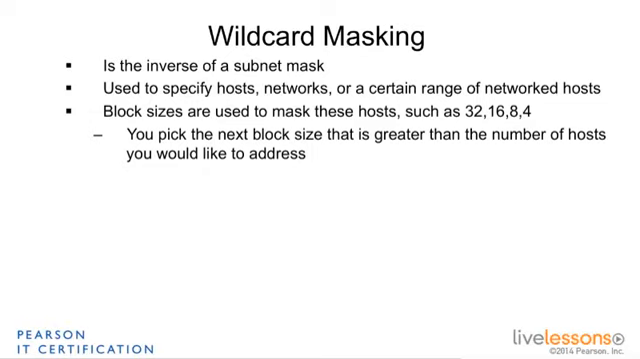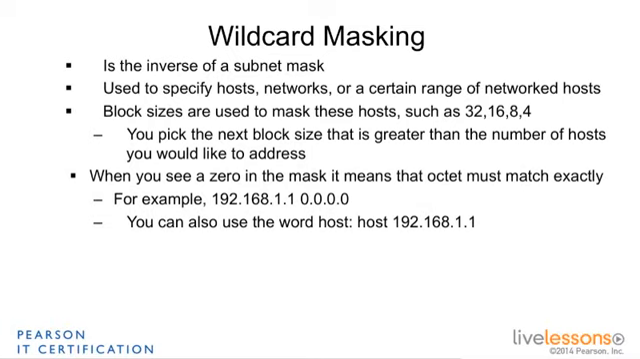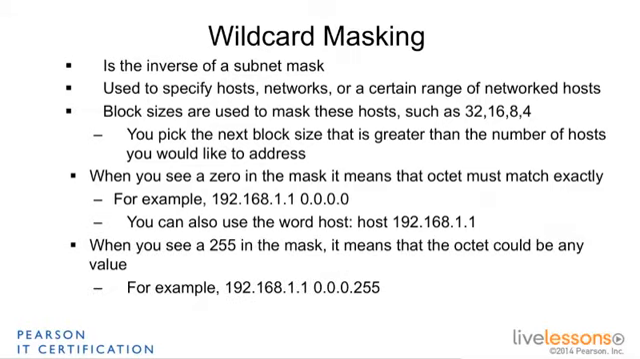When we are using a wildcard mask and you see a 0 in the mask, it means that that octet must match the address exactly. For example, if I wanted to match a host address of 192.168.1.1 exactly, I would use a wildcard mask of all zeros. You can also use the word host, as is shown in the example. Host 192.168.1.1. When you see a 255 in the mask, it means that the octet could be any value.